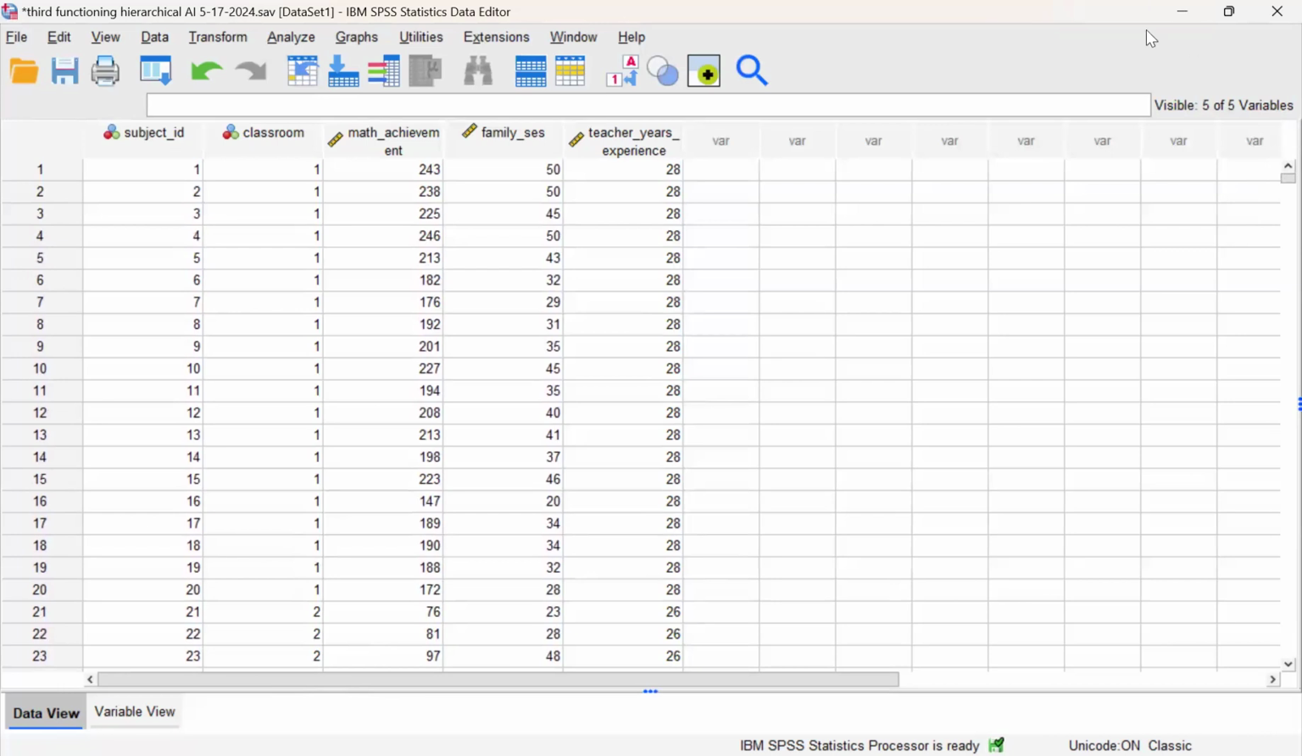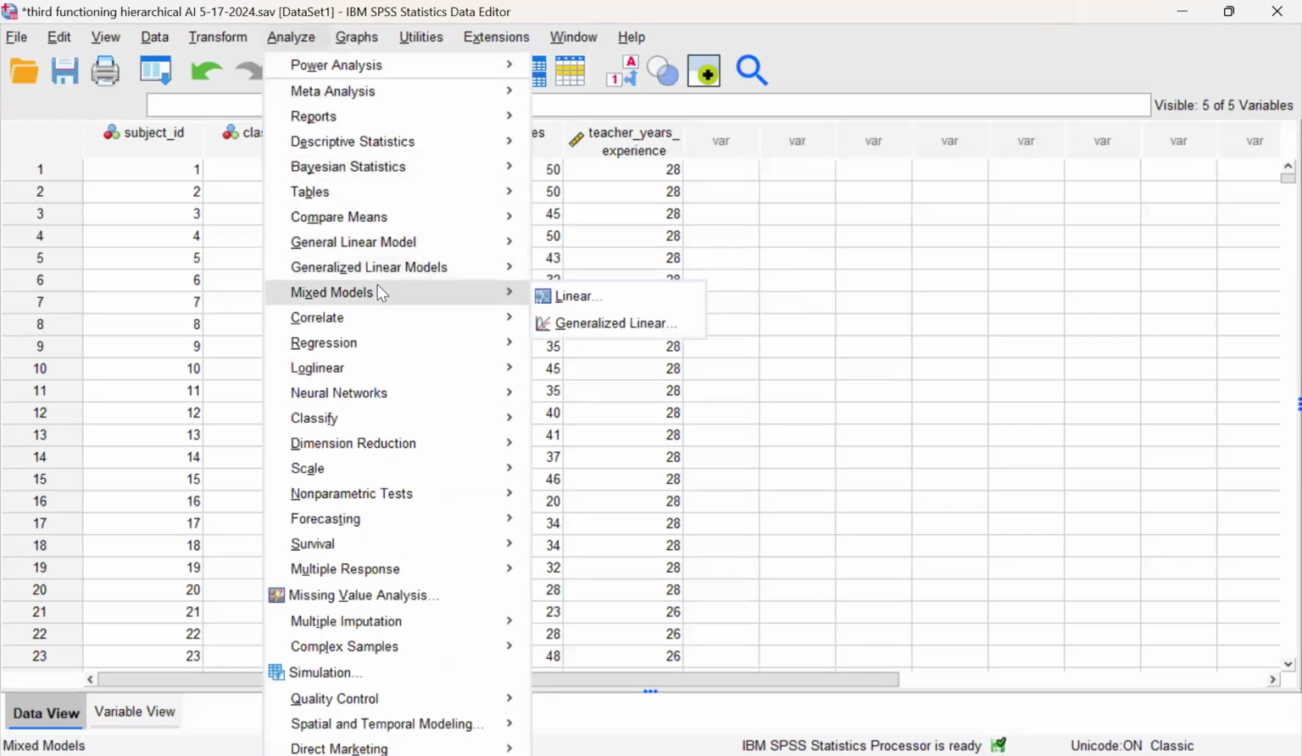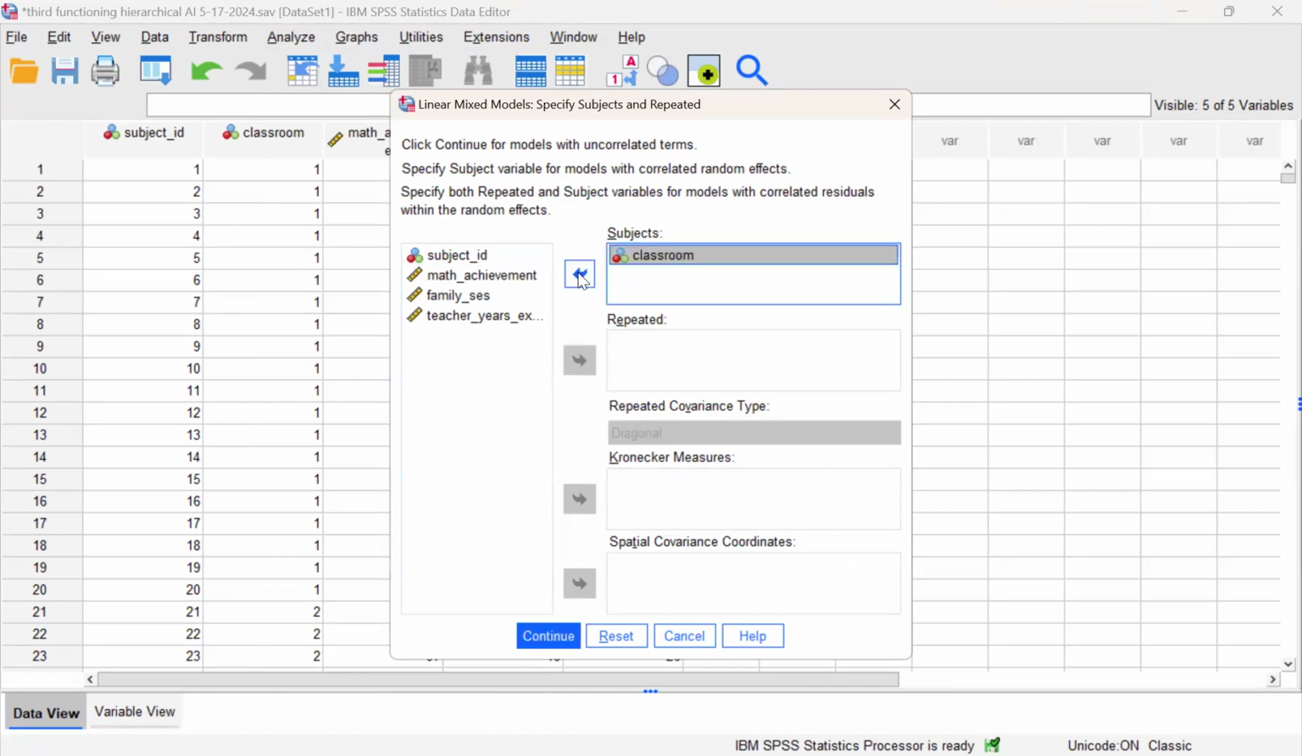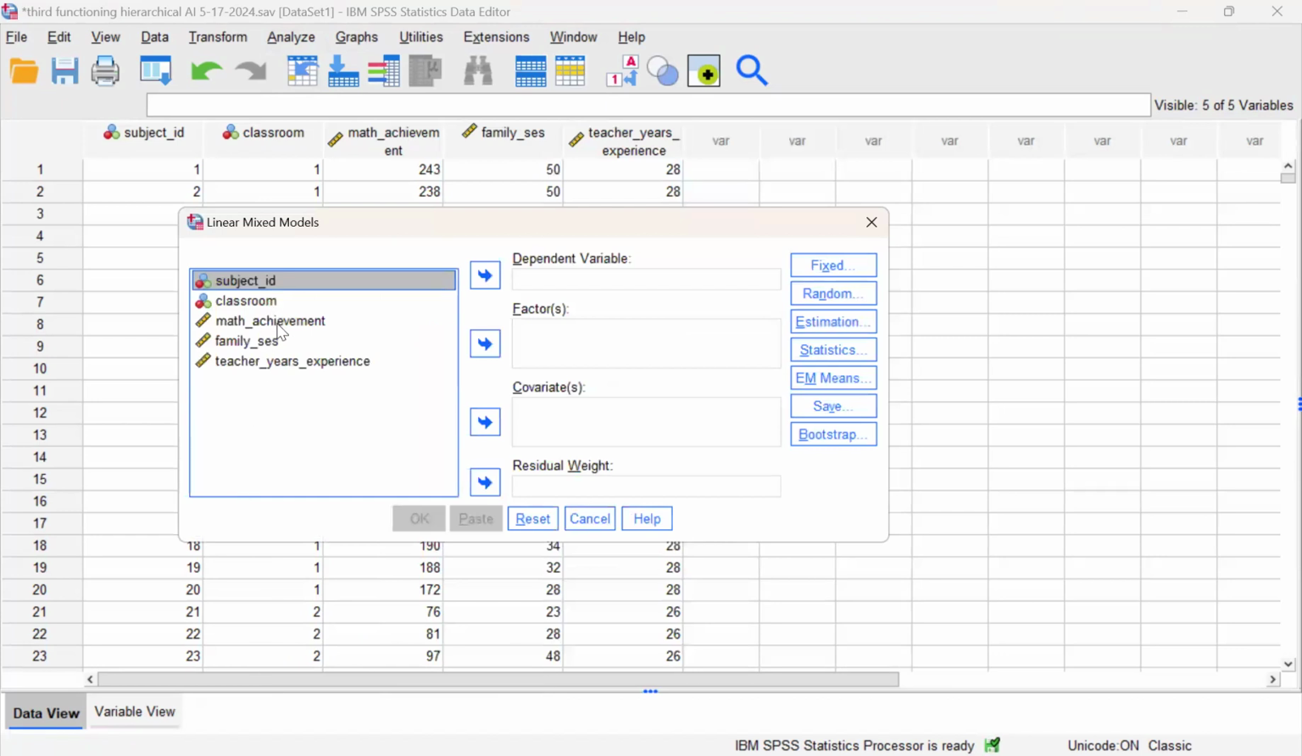So to begin, we go to Analyze, Mixed Models, Linear. We identify the nesting structure. You can put subject ID and classroom both over, but you really only need classroom. You just need to identify what the nest is, and the nests are classrooms. Continue. Our dependent variable is math achievement.